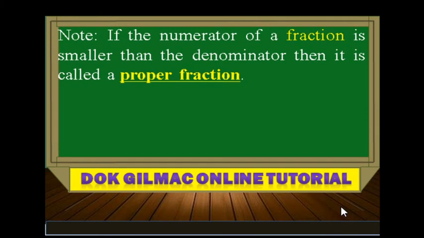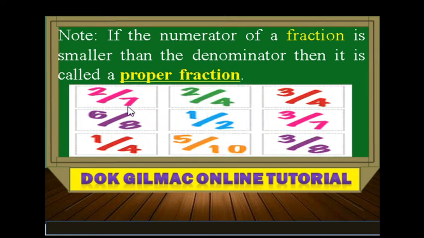Take note, if the numerator of a fraction is smaller than the denominator, then it is called a proper fraction. For example, we have here 2 over 7, 2/4, 3/4, 6 over 8, 1/2, 3 over 7, 1/4, 5 over 10, and 3 over 8. As you can see, all of the numerators of these given fractions are actually smaller than the denominator. So this is just an example of proper fraction. So take note of that.